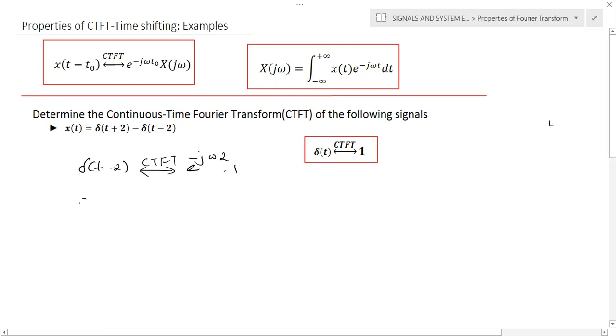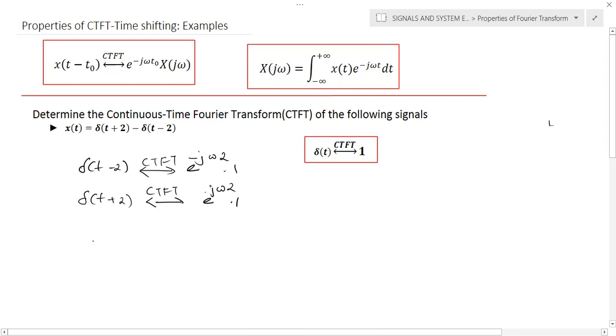Similarly, for the other signal del of t plus 2, you can write the continuous time Fourier transform of this particular signal. It's e raised to j omega 2. Because if it is minus t0, you can write e raised to minus j omega t0. If it is plus t0, the upper term becomes plus. So now it is del of t plus 2, so you can write e raised to j omega into 2 into 1.